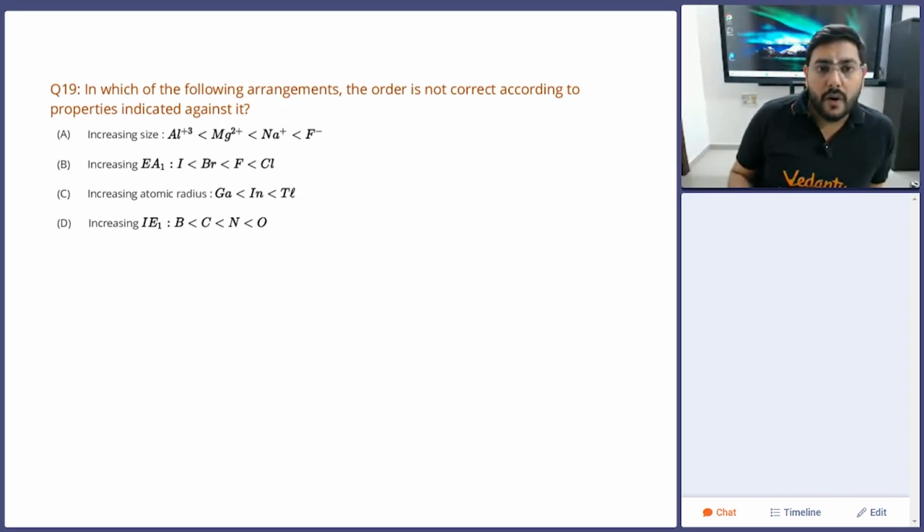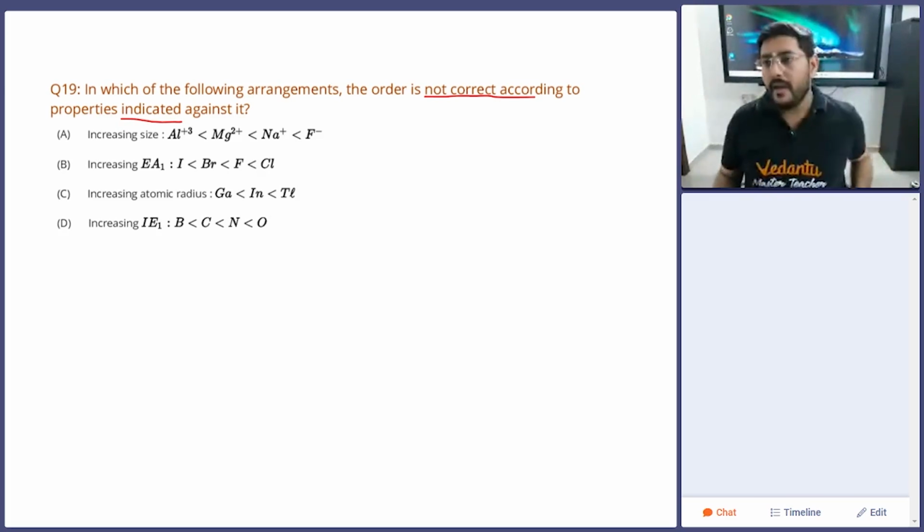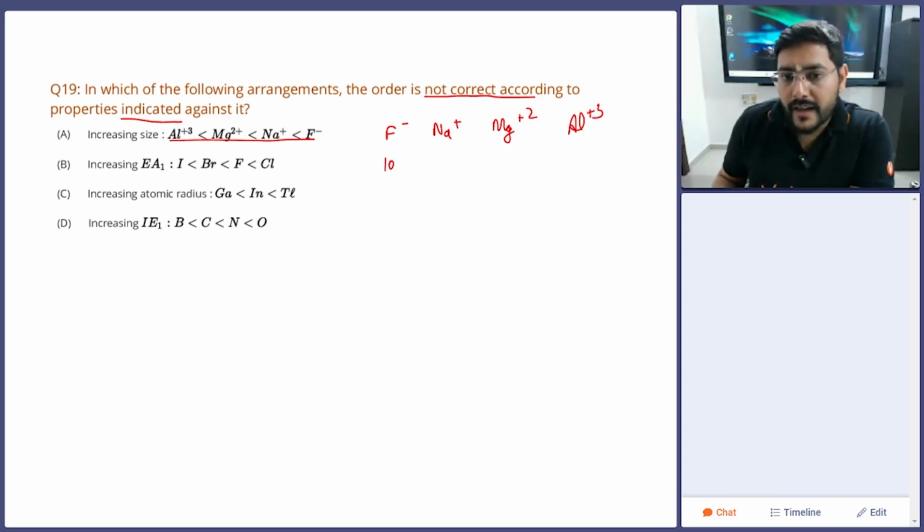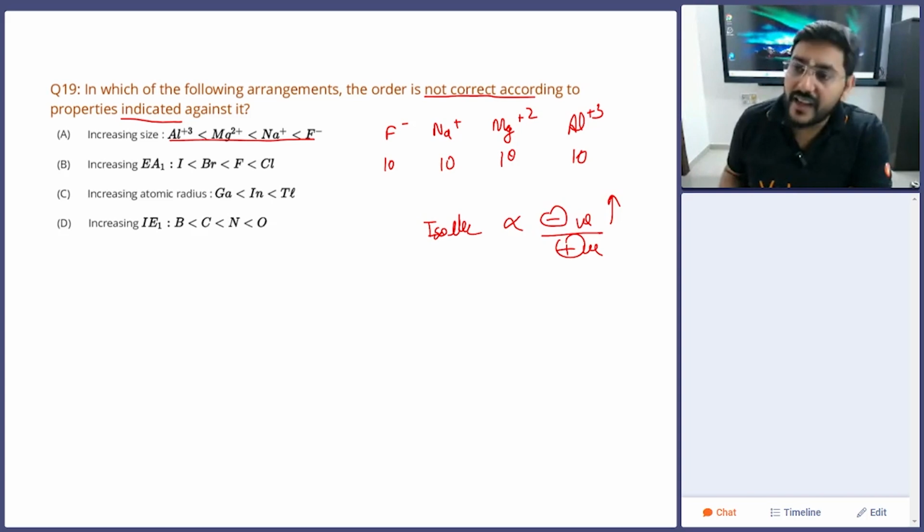In which of the following arrangements is the order not according to the property indicated against it? Now see here, beta. All these are isoelectronic species. Sir, how do you know? See, beta, F-, Na+, Mg+2, and Al+3 all have 10 electrons. For isoelectronic species, the ionic radius is directly proportional to negative charge and inversely proportional to positive charge. If negative charge increases, ionic radius increases. If positive charge increases, ionic radius decreases. So the order of size will be like this, and this is the correct order.